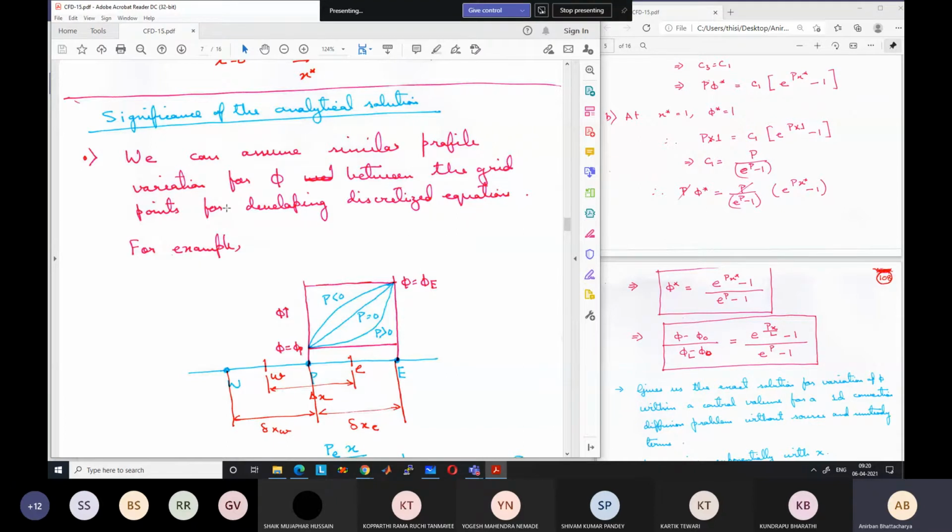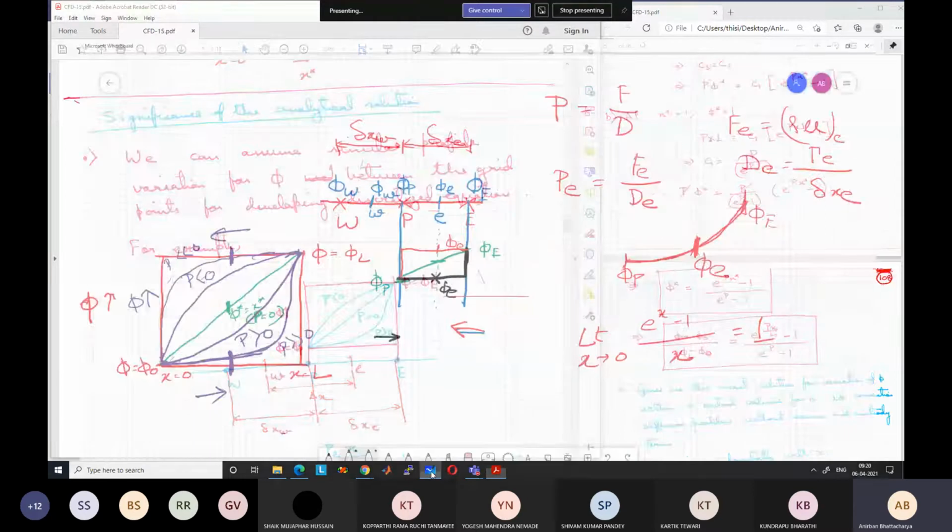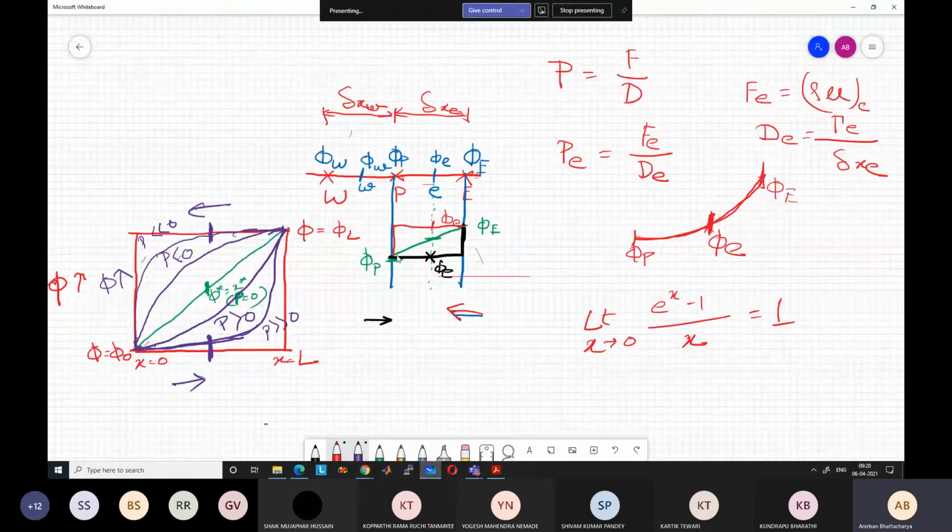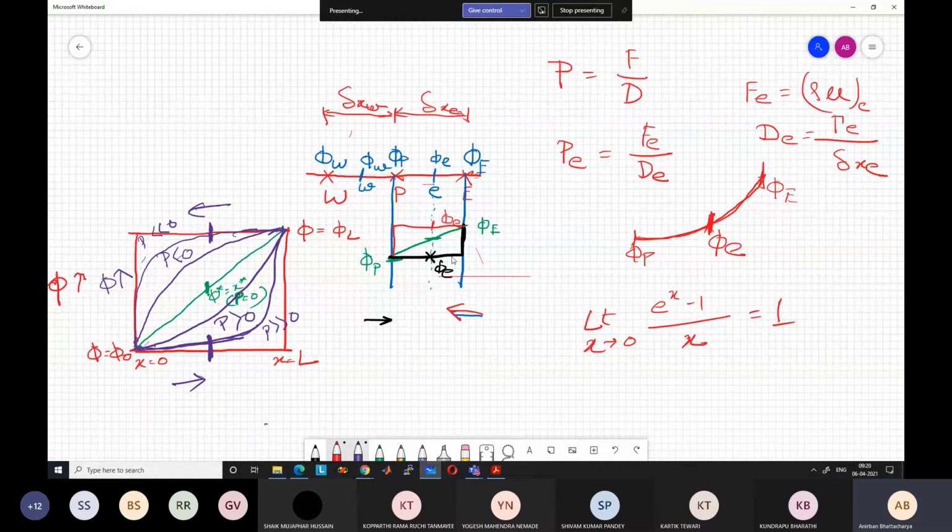Till now we have taken two types of variations. What are the variations we have taken? One is this green line, which shows a linear variation, which is for the central difference scheme. The other type of variation is shown by this black line or the red line, which was for the upwind scheme. If p is positive, we have taken the black line, and if p is negative, we have taken the red line. So either the value of phi is equal to phi p or the value of phi is equal to phi e. These are the two variations that we had taken previously.